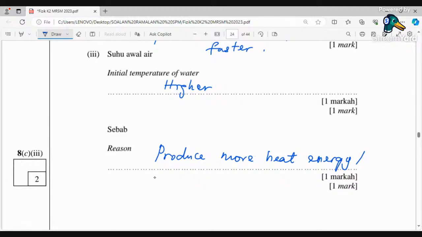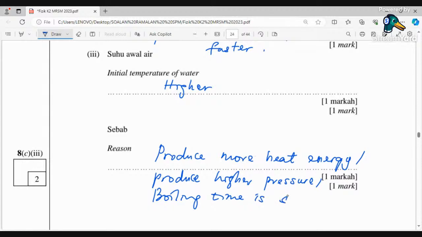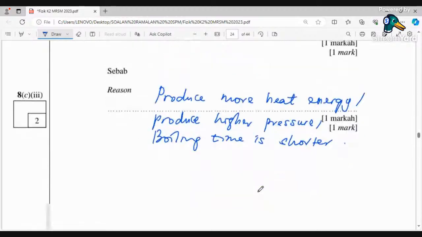Produce banyak boleh terima, produce higher pressure pun boleh. Sebab high temperature kan. Okay, boiling time is shorter, lebih cepat boil lah. Sebab dia dah mula dengan high temperature kan. It takes shorter time lah to reach 100 degree Celsius kalau guna water.